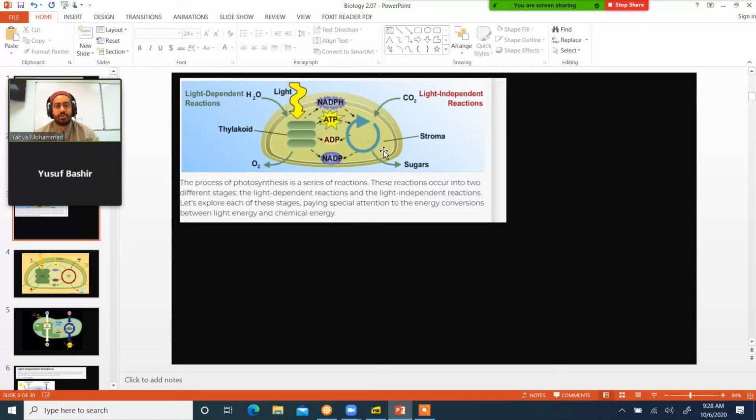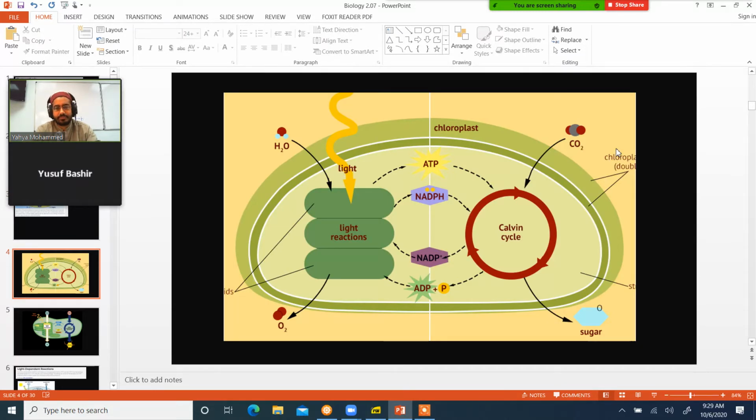Yusuf, what is being taken in and what is being produced in the second part, the light independent reactions? They're using CO2 to basically create sugars. Good, right? So oxygen is produced in the first part, carbon dioxide is taken in the second part. That makes sense? The energy is also used up, right? Correct. So the ATP and NADPH, that energy is also used up.